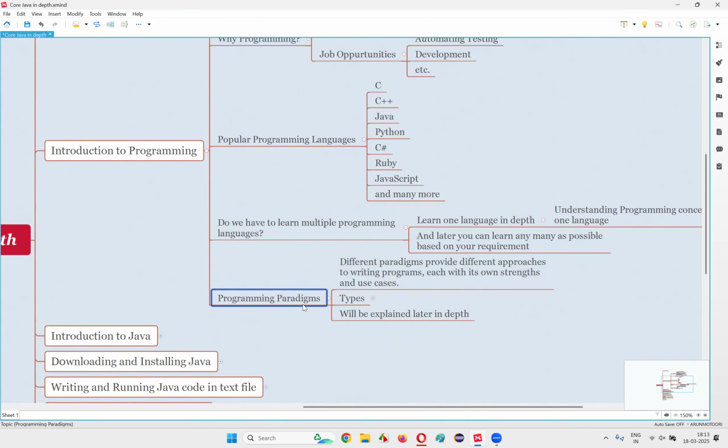So, programming paradigms, let's try to understand now. Different paradigms provide different approaches to write programs, each with its own strengths and use cases. If you ask one person to drive a car, or let's bring 100 people and one by one they have to take your car and drive it, do you think everyone will drive the car in the same way? No, right? Every person may have a style.